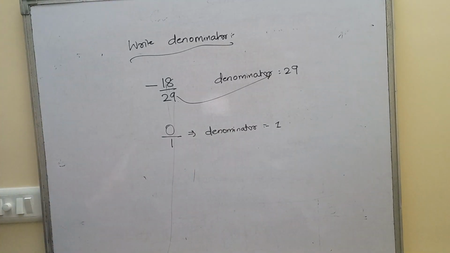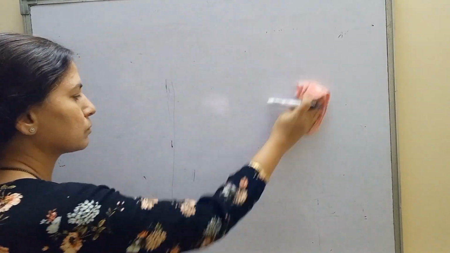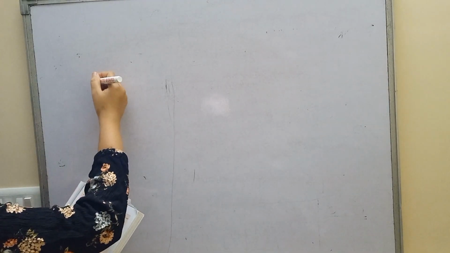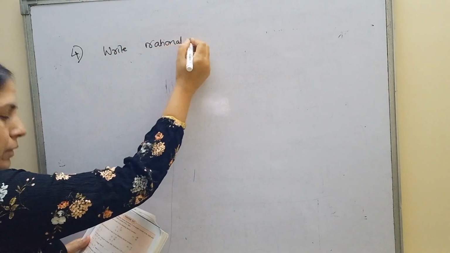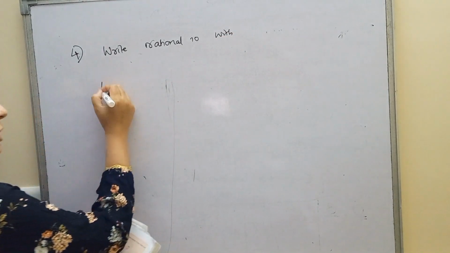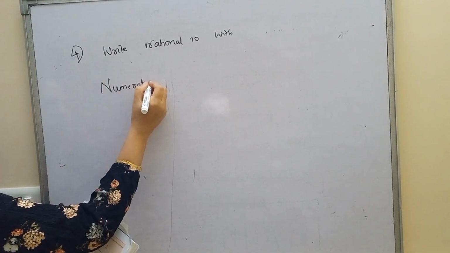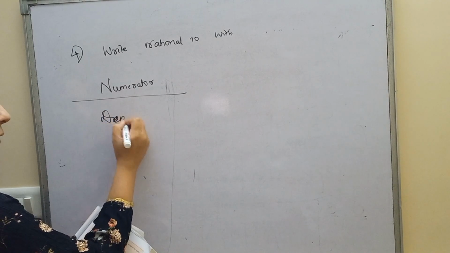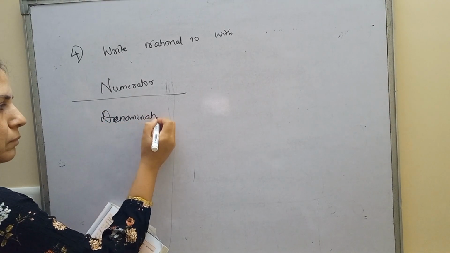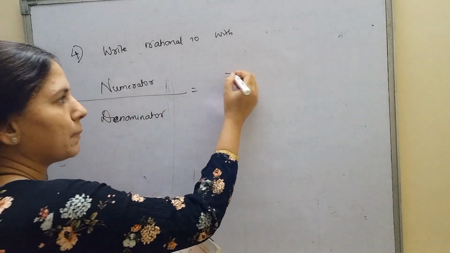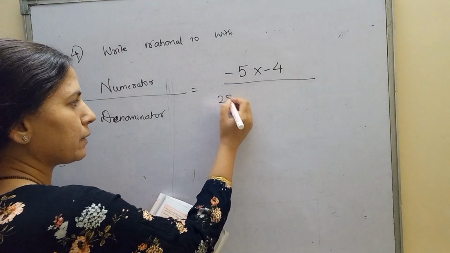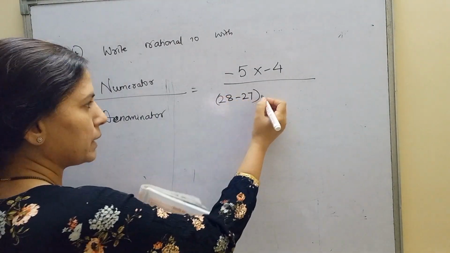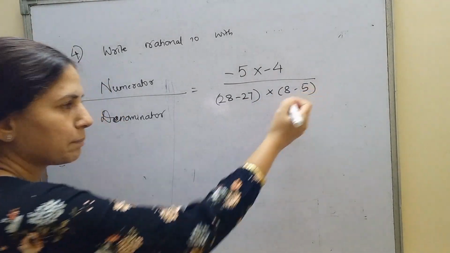Let's go ahead with the question number 4. Question number 4 is, write a rational number with numerator and denominator as given. I am writing directly. So the numerator given here is minus 5 into minus 4 and denominator given here is 28 minus 27 multiplied by 8 minus 5. Let us simplify this, okay.